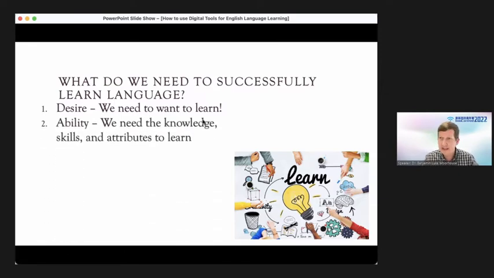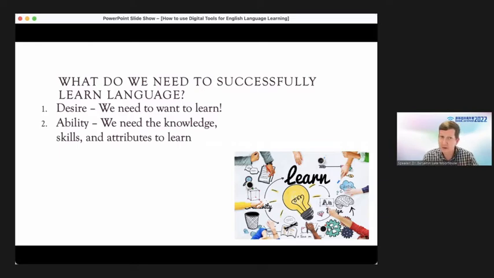The next is ability. So we need the knowledge, okay? We need to know how we learn, okay? We need the skills of learning. So we need to know what to do when we're learning. And we need attributes to learn. So we need different things and skills and ideas that help us to learn.